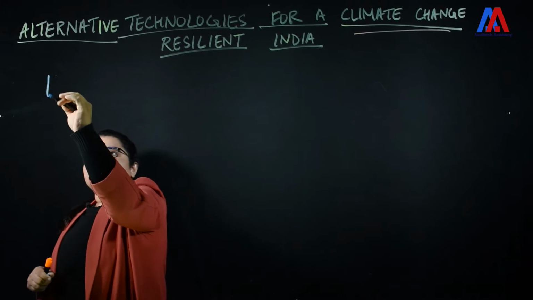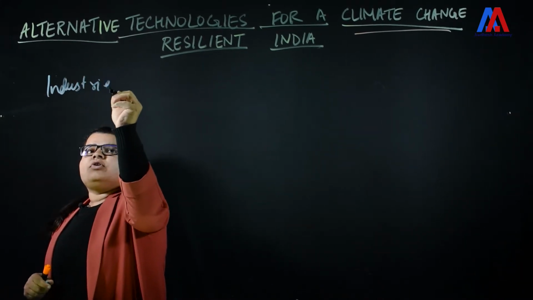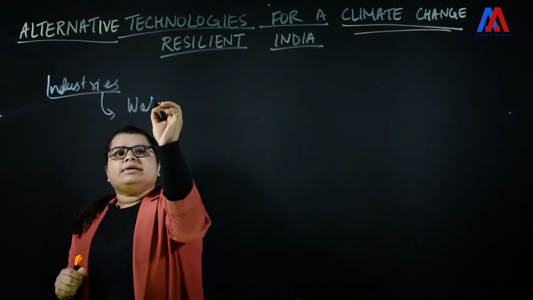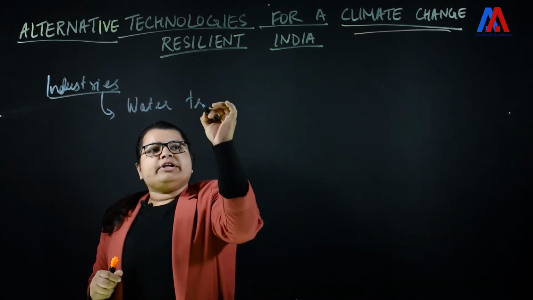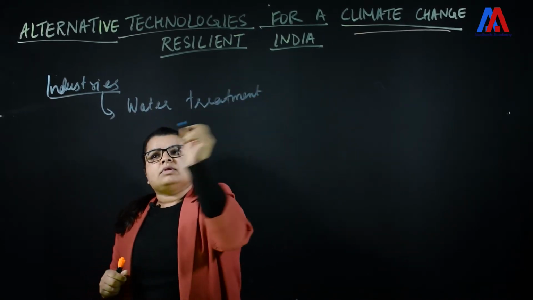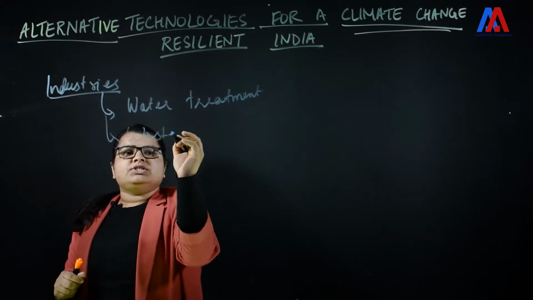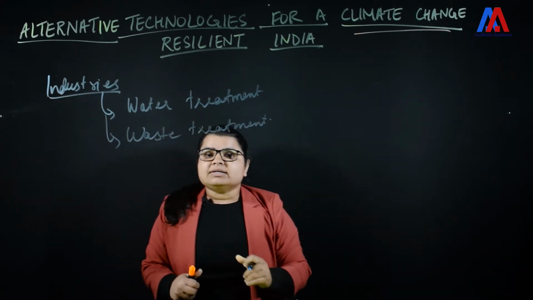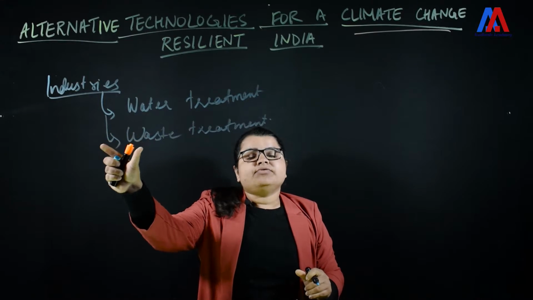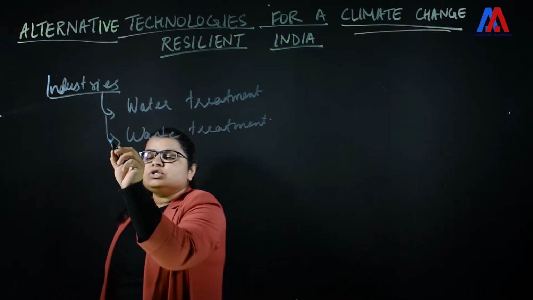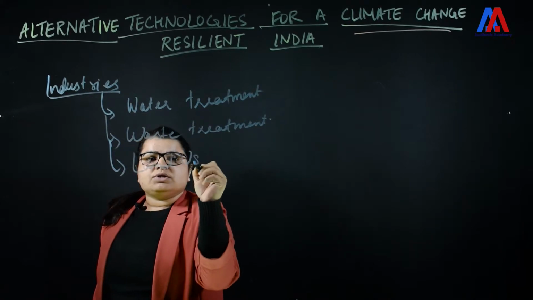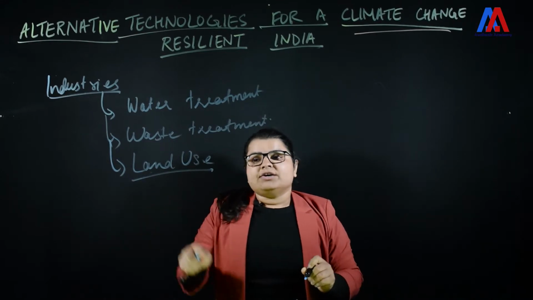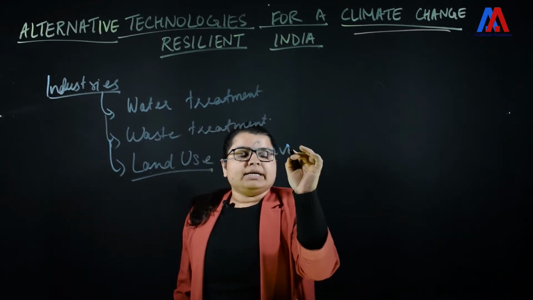Now let's talk about the alternative technologies for industries. Now industries give a lot of water waste, so water treatment and waste treatment in general should be the main concern for the alternative technologies in the field of industry and mining. Also, land use related to industries and manufacturing needs to be addressed. We must have proper environmental laws.